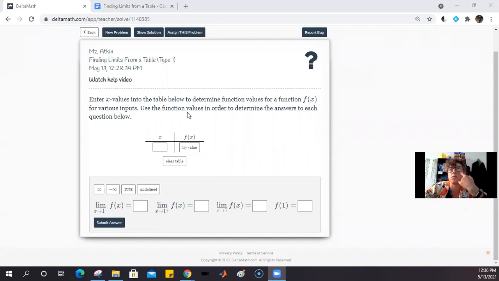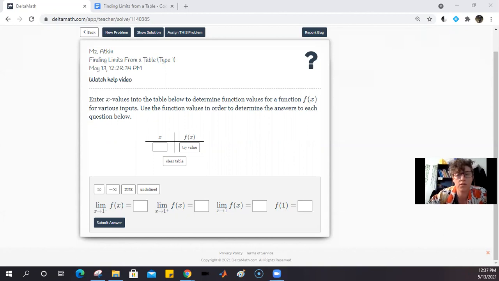So let's look at a Delta Math example. It says enter x values into the table below to determine the function values for various inputs. Use these function values to determine the answers to the questions below. So we're going to find the limit as x approaches 1 from the left, the limit as x approaches 1 from the right, and the limit as x approaches 1, which will only exist if the previous two limits we find are the same number. And then, what is the actual value of the function at 1?